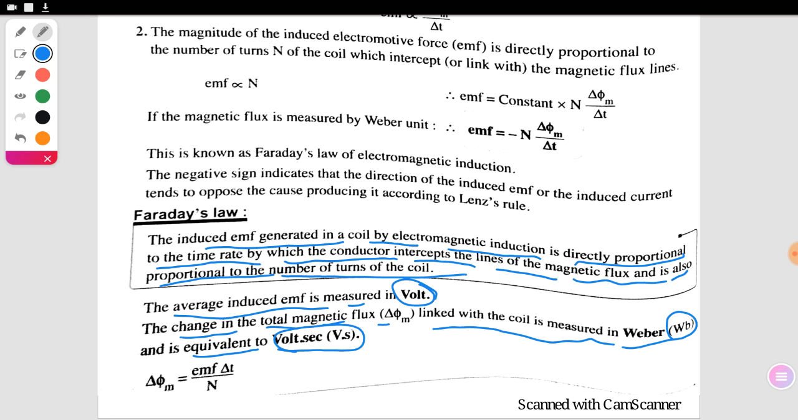Volt second, because delta phi m equals EMF times t over N, where N is the number of turns. EMF in volts, time in seconds, equals delta phi m in Weber. This means that the equivalent unit for Weber equals volt second.